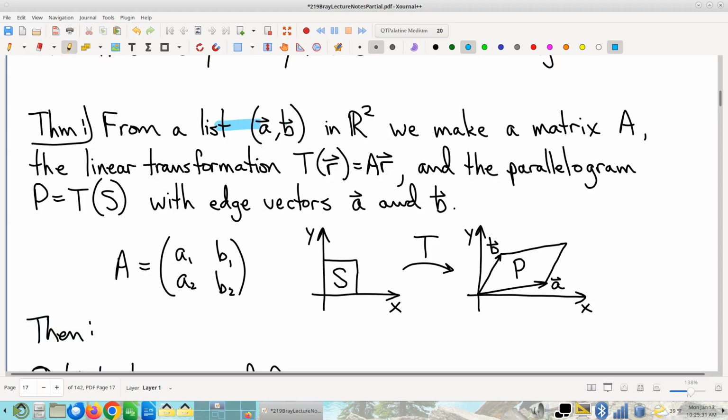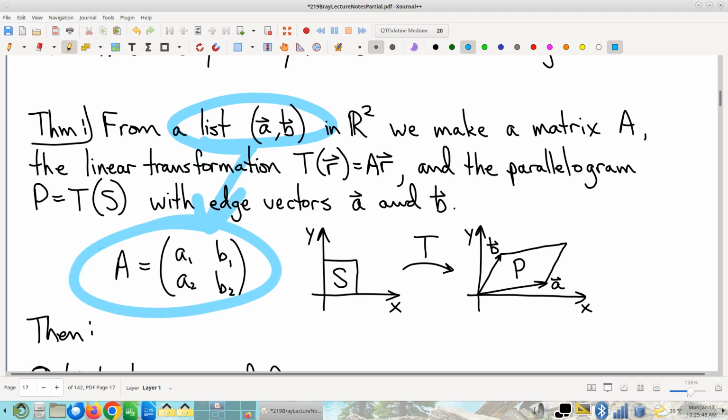We start with a list of vectors. That's a pair of vectors, but with an indication of which one's first, which one's second. Well, if you have a list of vectors, that allows you to make a matrix. Whichever is the first vector, make that the first column. Whichever is the second vector, make that the second column. Now we have both a list and a matrix.